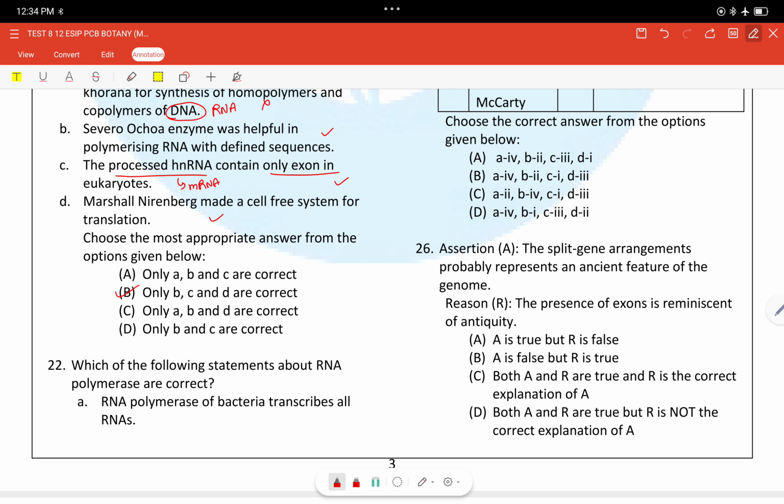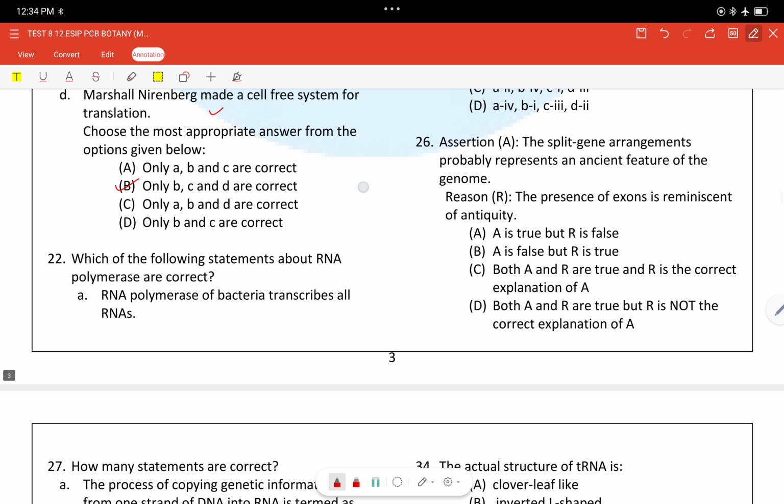Which of the following statements about RNA polymerase are correct? RNA polymerase of bacteria transcribes all types of RNA: tRNA, mRNA and rRNA. But if we consider eukaryotic DNA, then we have at least 3 types of RNA polymerases: RNA polymerase 1, 2 and 3.